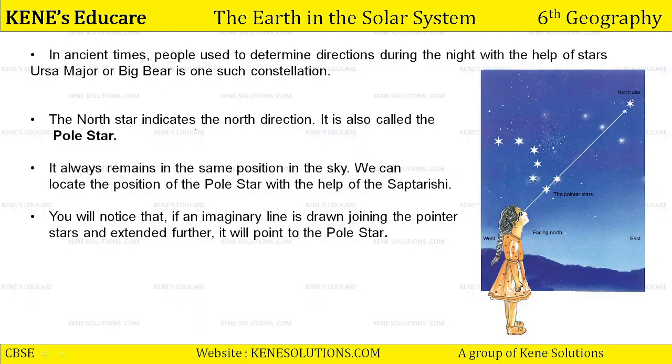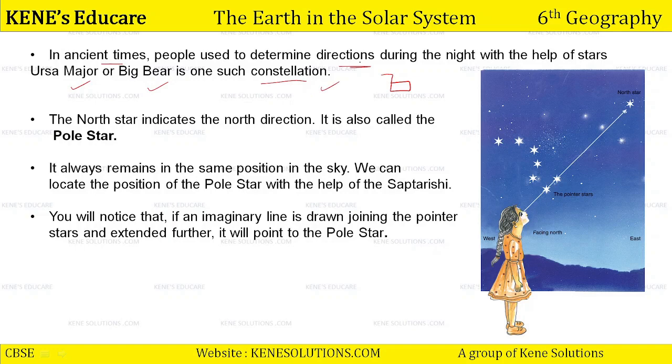Now the point is ki hum log constellations padh ke ho rahe hain. Right? What is the use of constellations? Why are we reading this, that what is the Dipper size? What is the Saptarishi? How do we know the pole star, everything? Let me tell you, constellations played a very important role in the ancient time, because people used to determine the directions during the night time with the help of stars, especially the Ursa Major, or you can also call it Big Bear. Okay, Big Bear or the Ursa Major is a very important constellation.